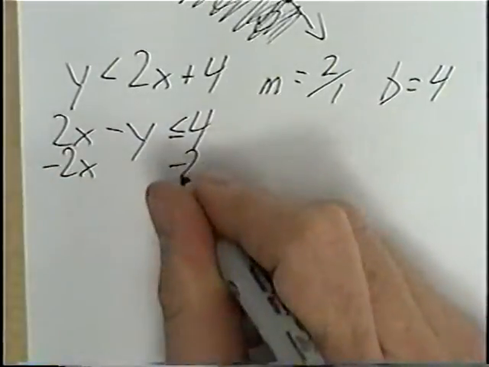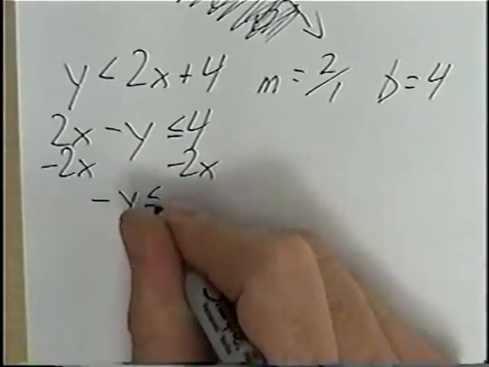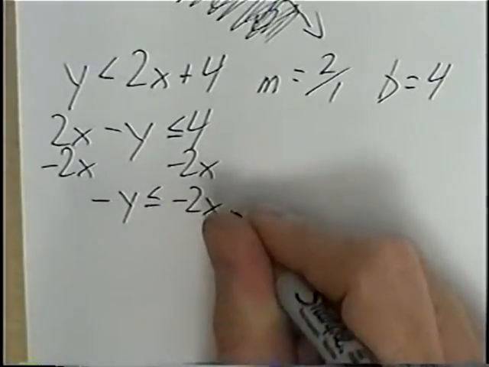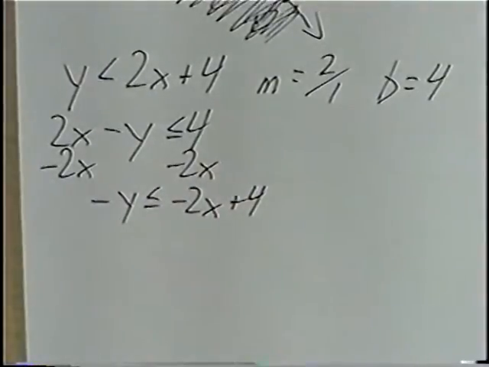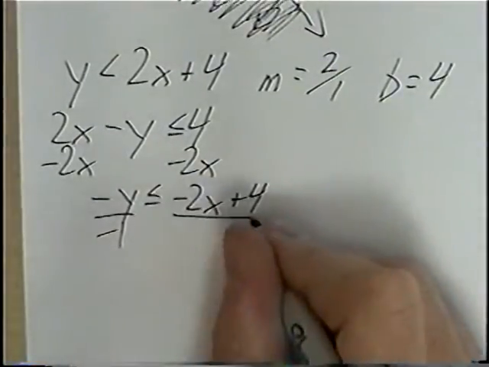First step, we can subtract 2x on both sides. So we'll have negative y is less than or equal to negative 2x plus 4. And to get a positive y, we can divide by negative 1 on both sides.